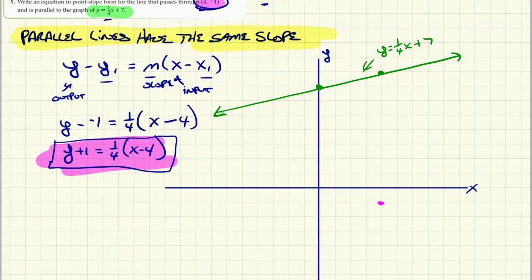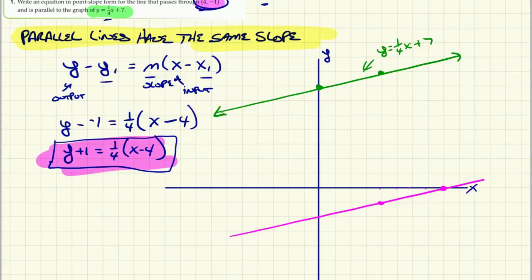And then we're going to use the slope of 1/4 to draw our next point. So our next point is going to be up 1 and over 4. So up 1 and over 4: 1, 2, 3, 4. So we're going to have another point here. Take my straight edge, connect the dots. And we're going to have something that looks like that.